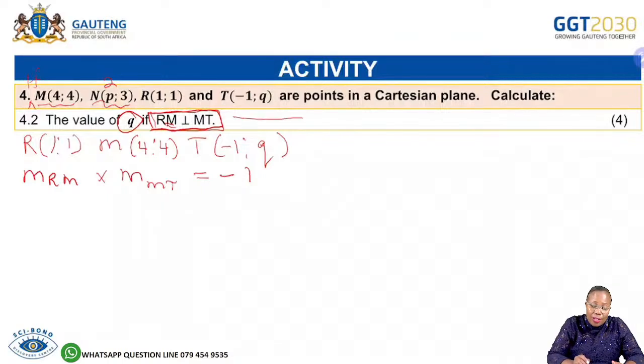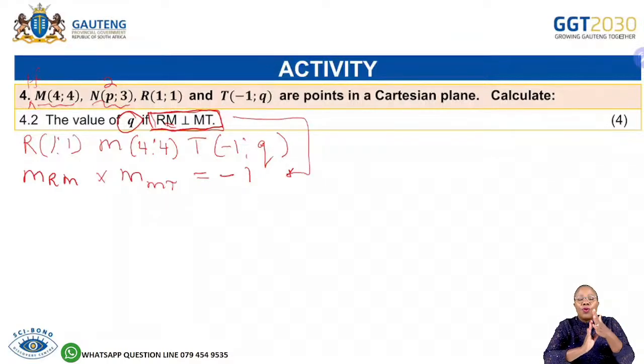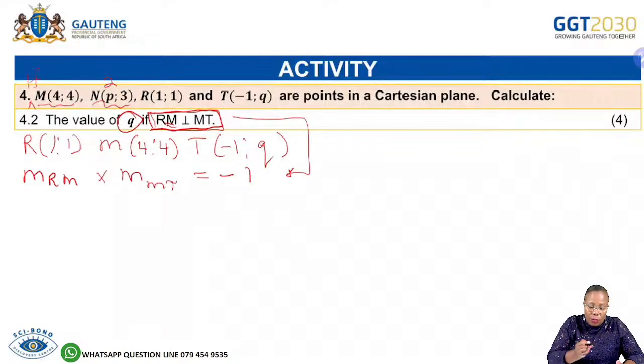Why are we concluding that it is negative 1? Because the two lines are perpendicular. It is given to us that they are perpendicular. The minute it is given they are perpendicular, they are also telling us that the product of the gradients is equal to negative 1. That is why I am using that already.